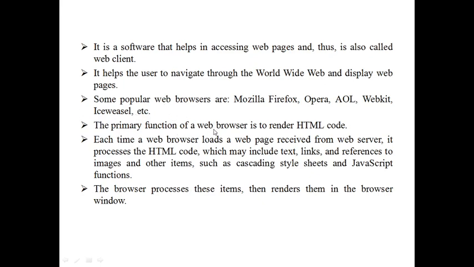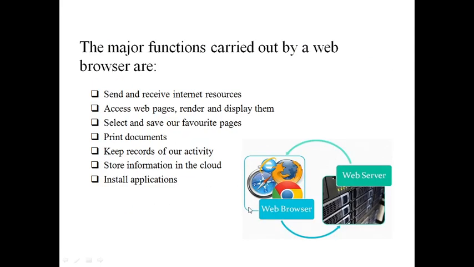The primary function of web browser is to render the HTML code, that is to run the HTML code and show its output. Each time a web browser loads a web page received from the web server, it processes the HTML code, which may include text, link, and references to images and other items, such as cascading style sheets and JavaScript functions. The browser processes these items, then renders them in the browser window.